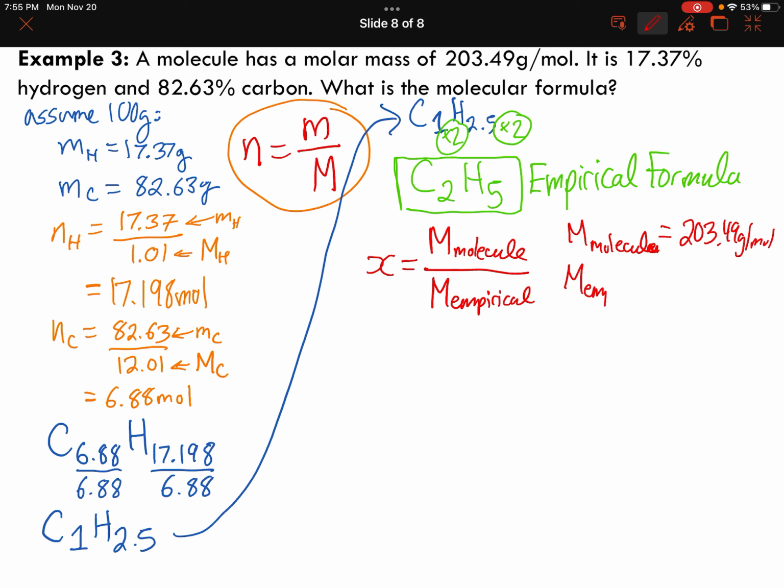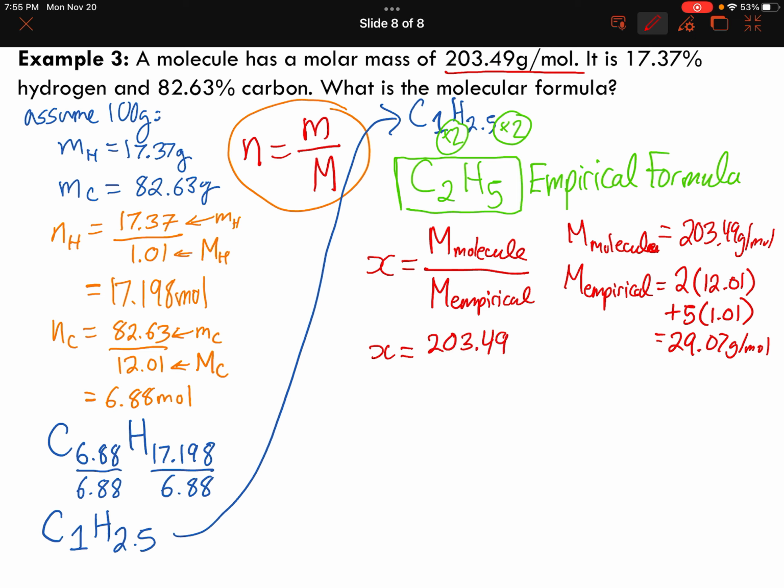And the molar mass of your empirical formula is going to be 2 carbons, so that's 2 times the molar mass of carbon, 12.01, plus 5 hydrogens, so 5 times the molar mass of hydrogen, which is 1.01. So adding those up, that gives me an empirical molar mass of 29.07 grams per mole. Let's put that together to calculate X, that ratio. So my whole molecule molar mass, 203.49 grams per mole, divided by my empirical formula molar mass, 29.07 grams per mole. So do that division, 203.49 divided by 29.07, and you get a ratio of 7.